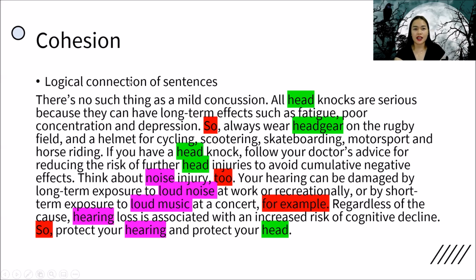So having cohesion and coherence are very important in your writing, and it's also very important for you to notice this when you read so that you can follow the author's train of thought.